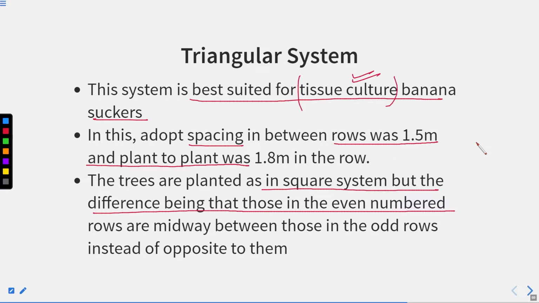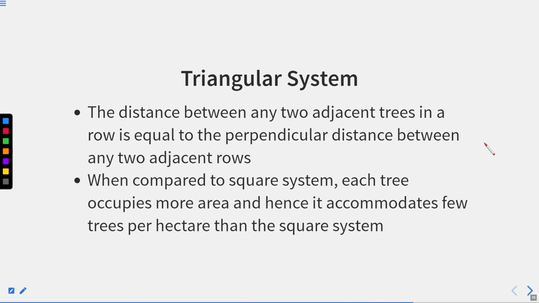So here we will have a counting of the odd and even rows. So like this, right? So we will have this triangular planting system. One tree here, one tree here, and one tree here. The distance between any two adjacent trees in a row is equal to the perpendicular distance between any two adjacent rows. This we can follow.